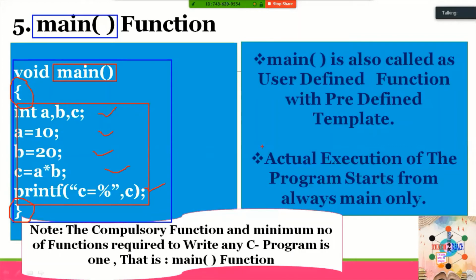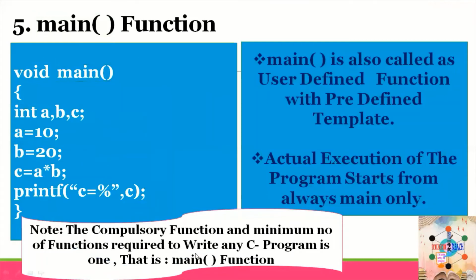So the actual execution of the program always starts from this particular main function only. So instead of main, if you use rain or train, whatever it may be, it's merely a waste. The compulsory predefined name is main only. So always, while writing a program, we need to use this particular main function. And to write any program, the minimum number of functions required is one. That function is called the main function. So that is about the main function. The main function is also called user defined with a predefined template.